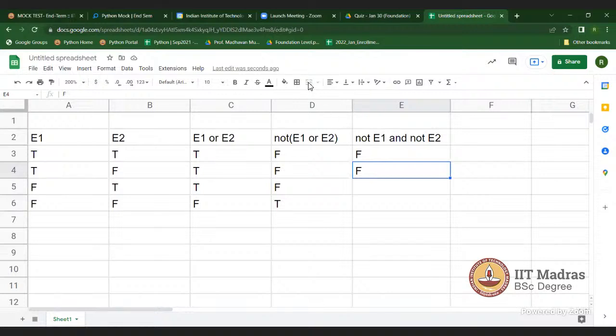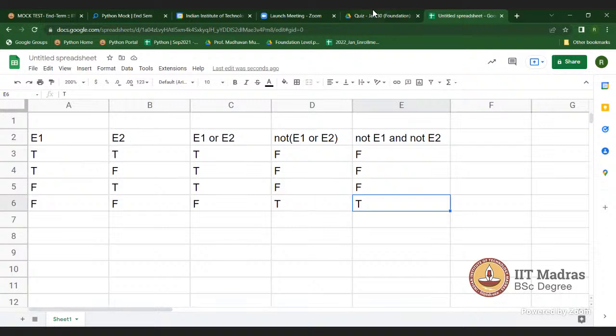For the and, only if both are true will it give true. Similarly for F and T, we have T and F, so we get false again. Only for F and F, since we have not E1 and not E2, which basically gives true and true, that is going to be T. So not of E1 or E2 is equal to not E1 and not E2, irrespective of what the values of E1 and E2 are.